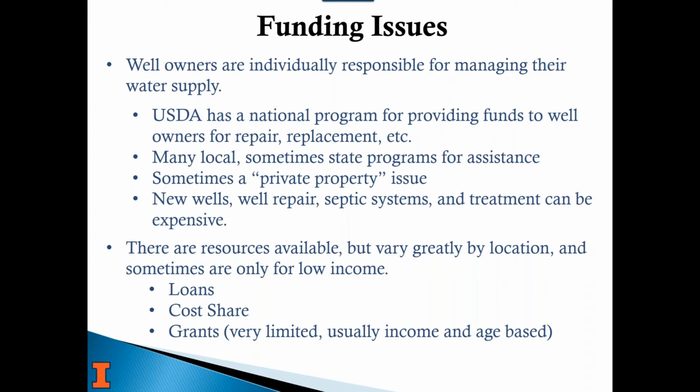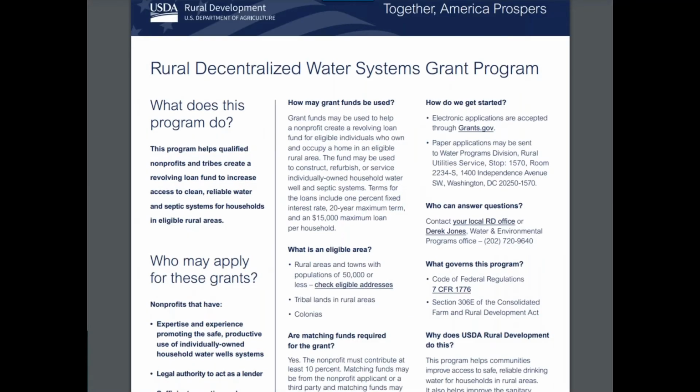And then the bottom one here, grants. At least for USDA, those are based on really low income, or in one of their programs, if you're over 62, you have the opportunity to get a grant for part of that money. This is just the program flyer. Here they're calling it the Rural Decentralized Water Systems Grant Program, but you can look that up online and get to their page and find that information.